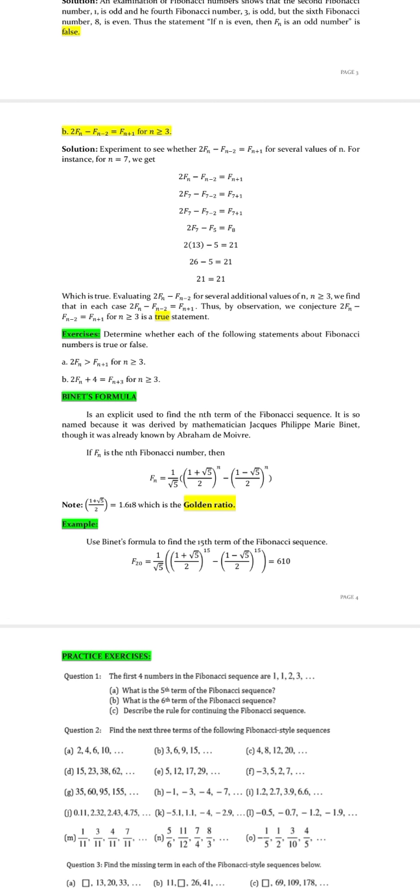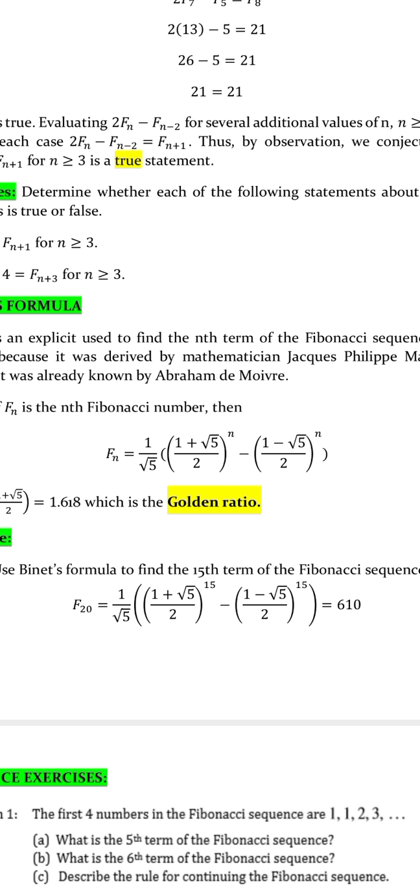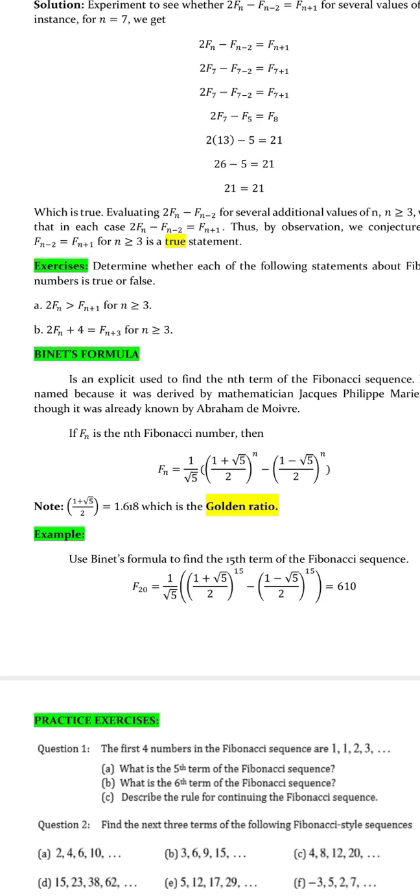So, we have the formula, Binet's formula. It is an explicit formula used to find the nth term of the Fibonacci sequence. It is so named because it was derived by the mathematician Jacques Philippe Marie Binet. So we have this formula: 1 over square root of 5 multiplied by the quantity (1 plus square root of 5 over 2) raised to the power n, minus (1 minus square root of 5 over 2) to the power n.